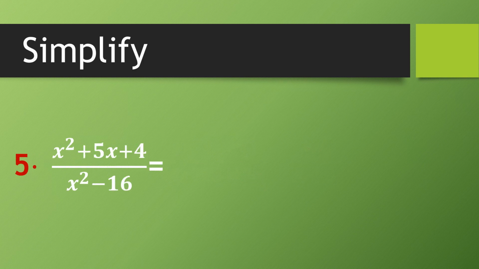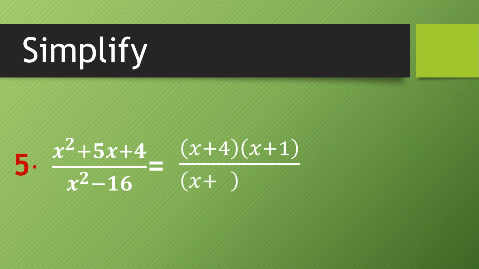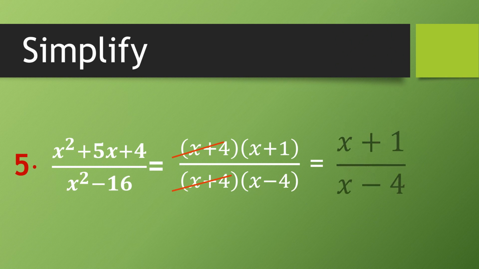Another example, the factored form of the numerator is x plus 4 times the quantity x plus 1. The factored form of the denominator is x plus 4 times x minus 4. The common factor from the numerator and denominator is x plus 4. Thus, the final answer or the simplest form is x plus 1 over x minus 4.